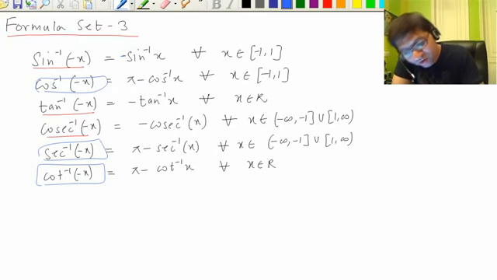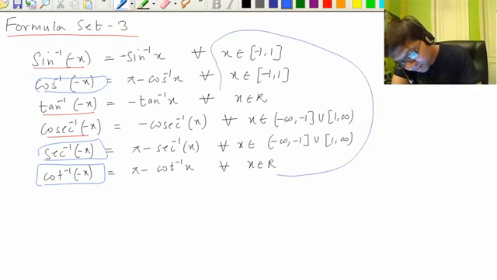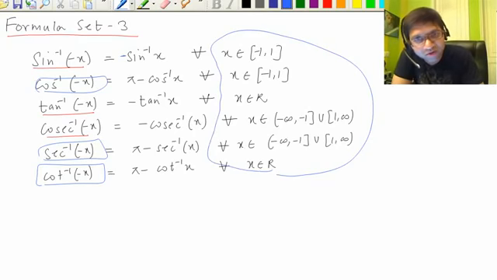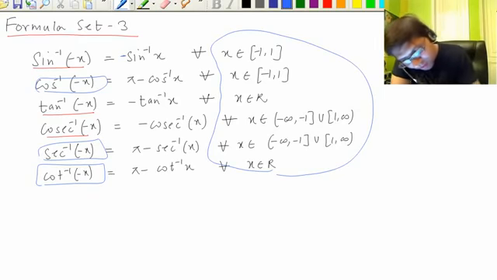Cos inverse of minus x is pi minus cos inverse x. Sec inverse, pi minus. Cot inverse, pi minus. And these are the same domains that we discussed in the starting. Domains of sine inverse and cos inverse are the same, minus 1 to 1. Tan is x belongs to R, and cot is x belongs to R, and cosec inverse and sec inverse are outside minus 1 and 1. So, straightforward formula.